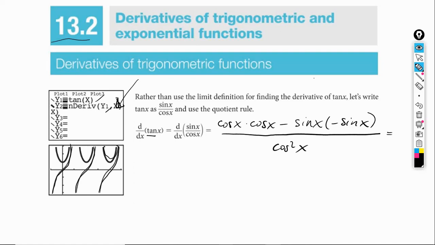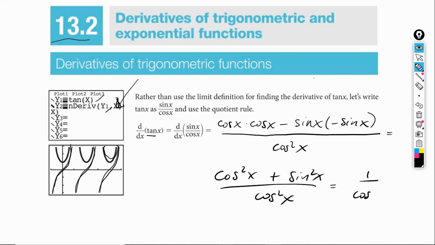So let's multiply this and see what we get. So we get cosine squared of x plus sine squared of x over cosine squared of x. And this is just 1 over cosine squared of x. This is the Pythagorean identity. And then 1 over cosine squared is secant squared of x. So that means that the derivative of tangent is secant squared.